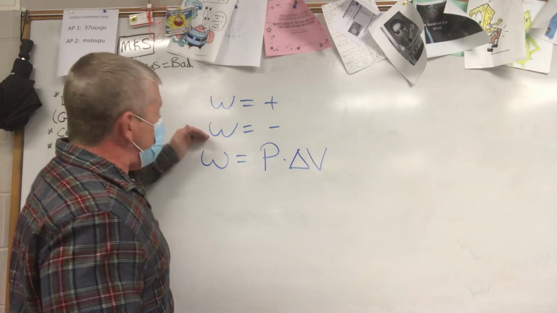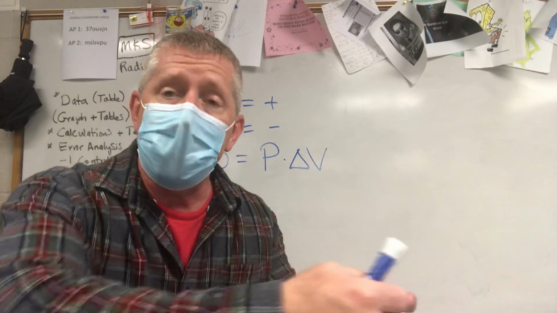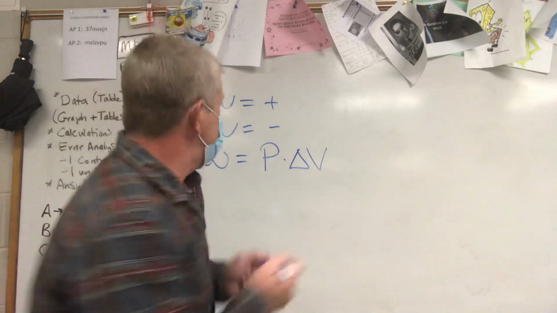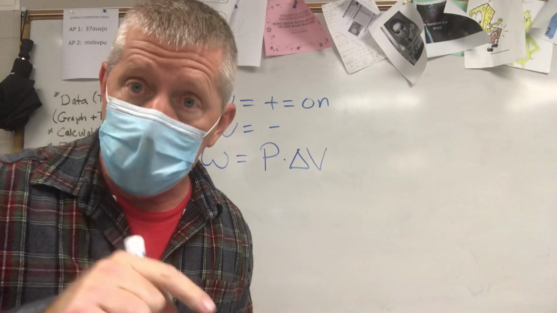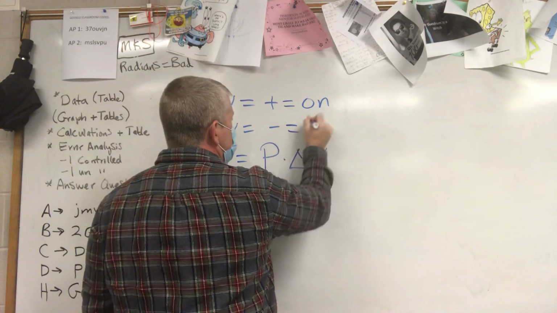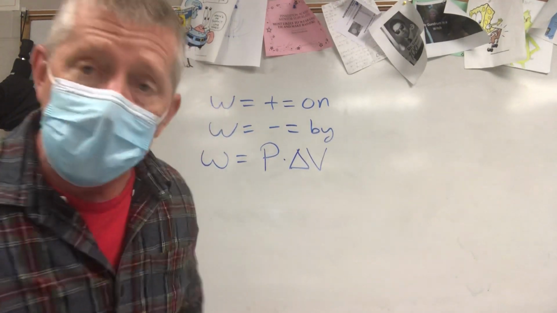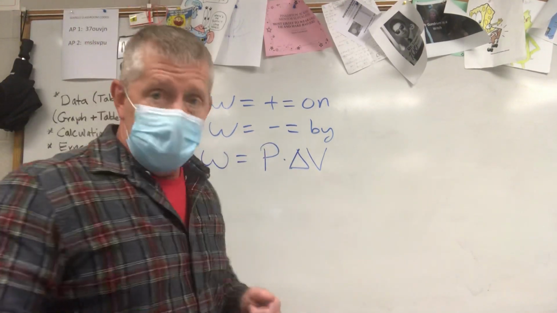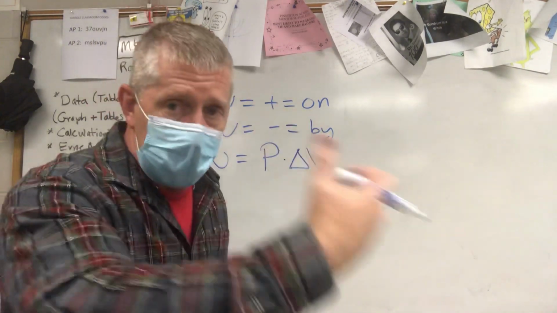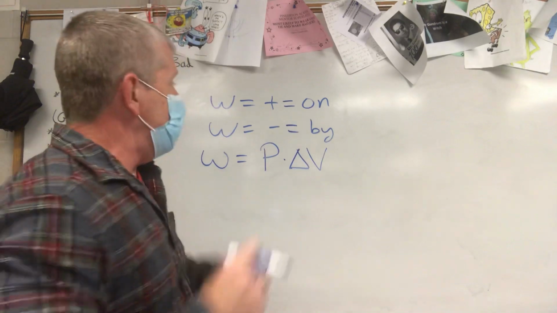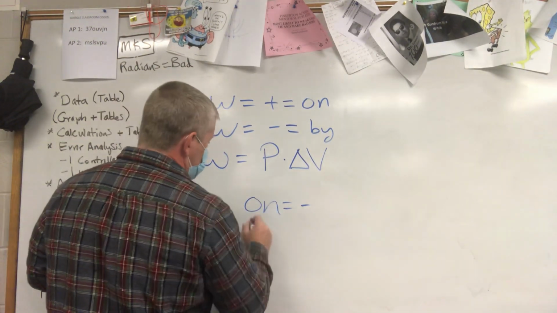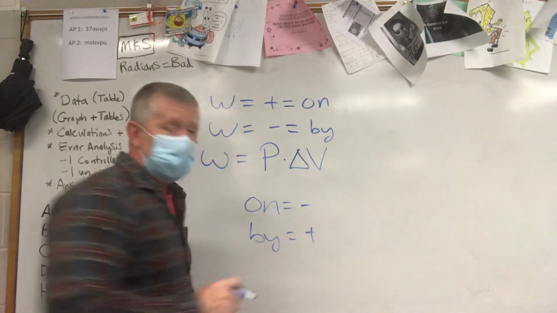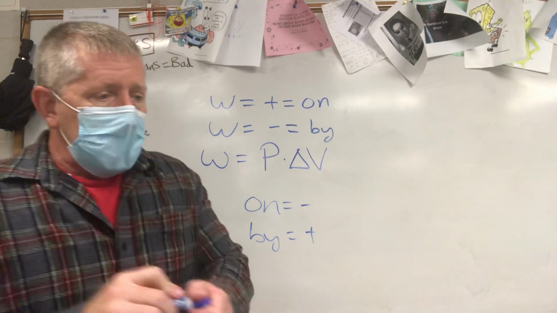Work is positive or negative because when work is done on something, it gains energy. We give that a positive symbol. When work is done by something, it loses energy, so we give that a negative. Sometimes you'll see in some textbooks they do the opposite. Sometimes work done on is negative and work done by is positive. That happens.